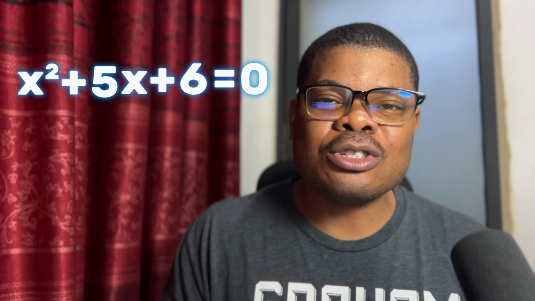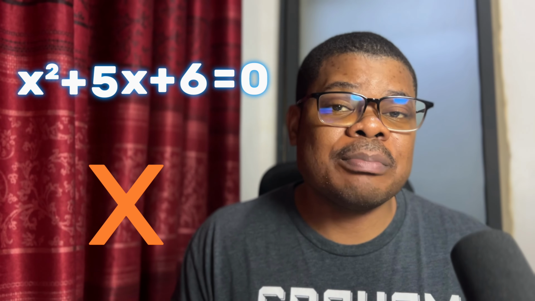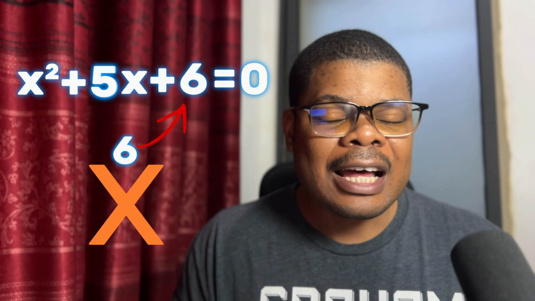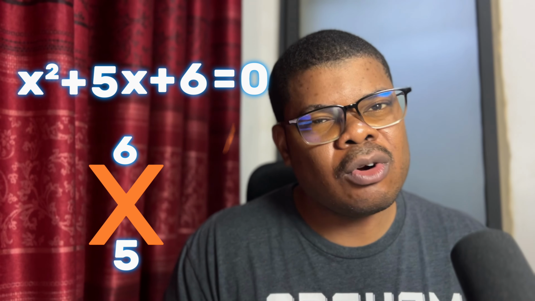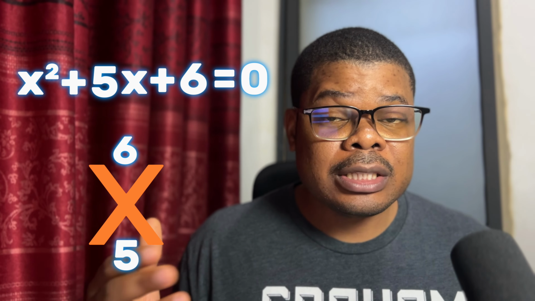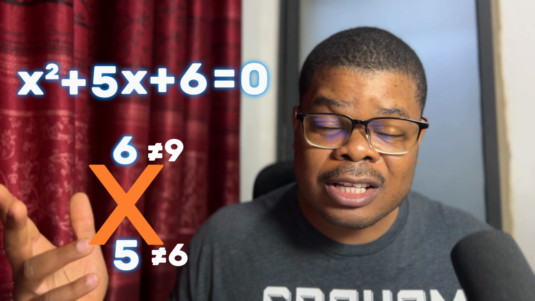All right, so here's the puzzle. We need to find two numbers that do two things at the same time. These two numbers must multiply to give us 6 and add to give us 5. So let us try two numbers. Let's say, okay, 3 and 3. 3 times 3 is 9. 3 plus 3 is 6. No, that's not going to work.